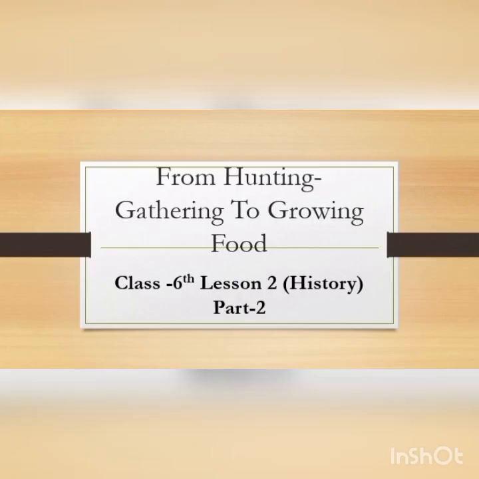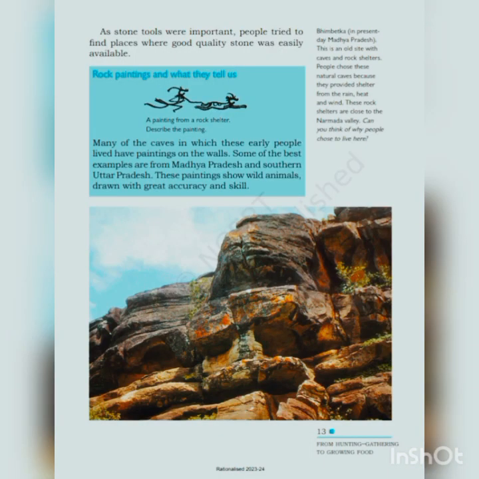Let's begin with the second part of class 6th lesson 2, part 2 of history, from hunting gathering to growing food. In this part we are going to talk about the rock paintings and what they actually tell us. As on this page you can see, this is an image of Bhimbetka cave present in Madhya Pradesh. This is an oldest site with caves and rock shelters. People chose natural caves because they provided shelter to them from the rain, heat, and wind. These rock shelters are very close to the Narmada Valley.